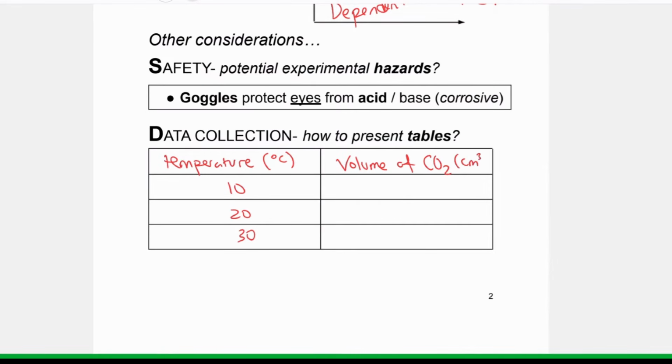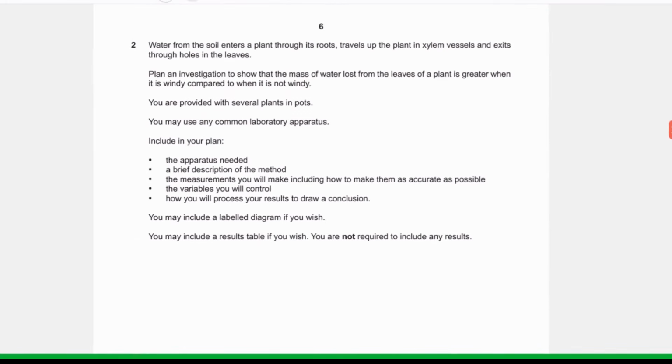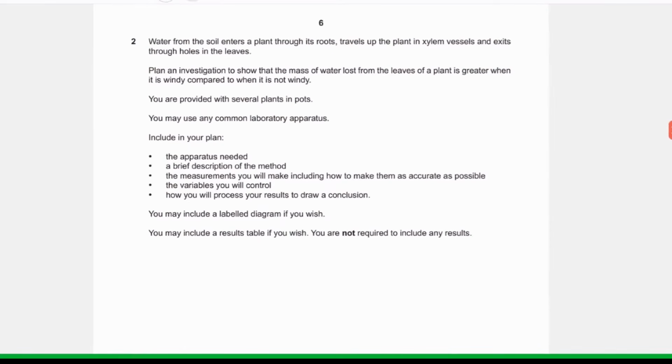in centimeters cubed. Next, for an actual exam question, this will be about the movement of water through the plants, and you're trying to determine whether wind will affect the mass of water loss, whether it will increase the mass of water loss from the leaves of the plant.